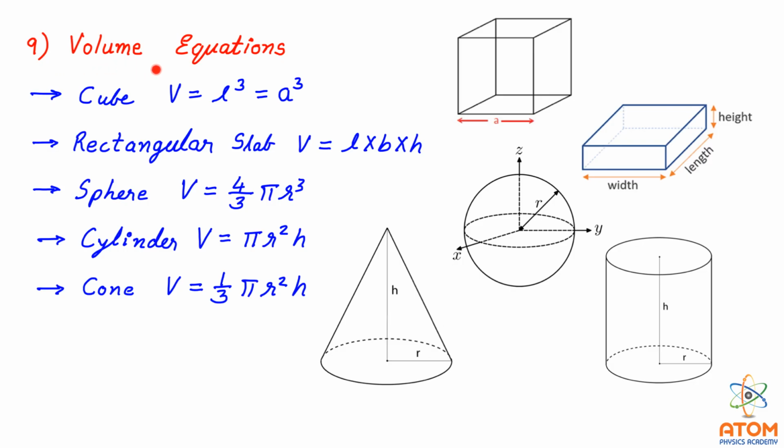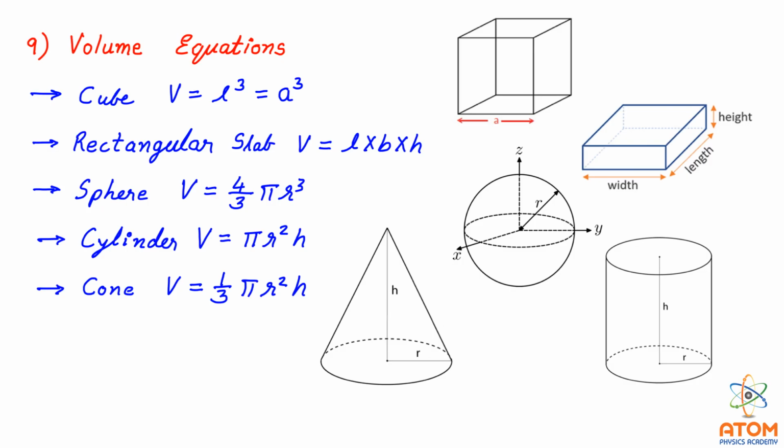Now ninth is volume equations. For cube, volume will be V is equal to L cube or A cube. Here is a cube and A is the side, so we can write A cube or also we can write L cube. For a rectangular slab, the volume equation is L into B into H, where L is the length, B is the breadth or say width and H is the height.